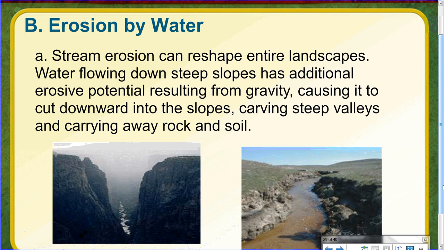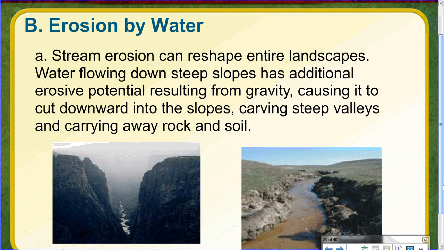Water is our next one. Water is one of the strongest forces of erosion that we have, simply because we've got so much of it. Our planet is two-thirds water, 70% water, and so we've got a lot of it around. Water picks up particles, and those particles tumble along as it goes, and that's what carves away at the rocks.